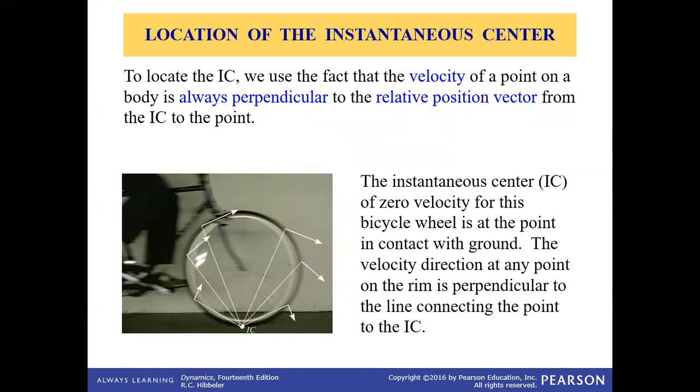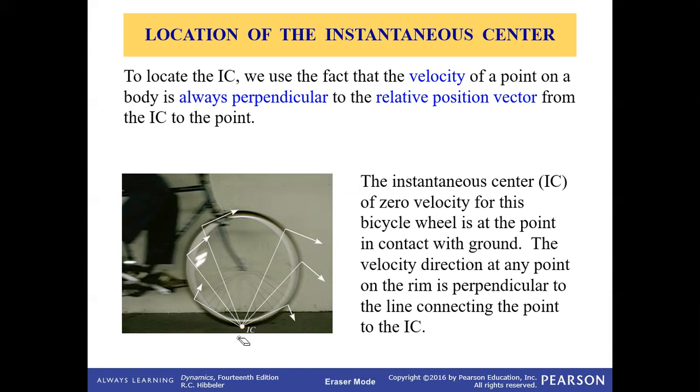So here, suppose this is a bicycle wheel. For this bicycle wheel, this is the instantaneous center. Okay, so the point which touches the ground, right? There is a point on the bicycle wheel which touches the ground. That point is called the instantaneous center.